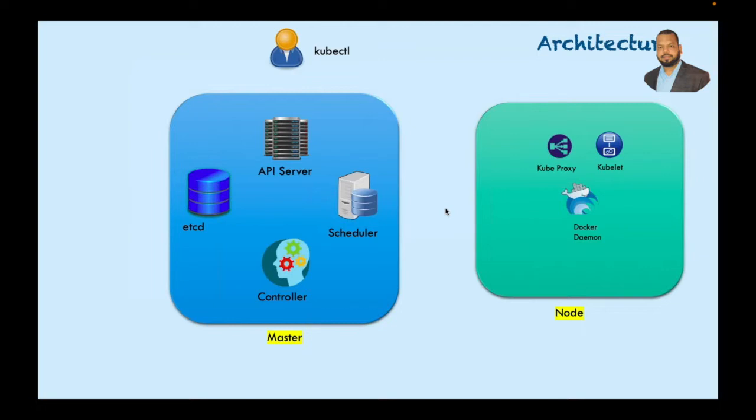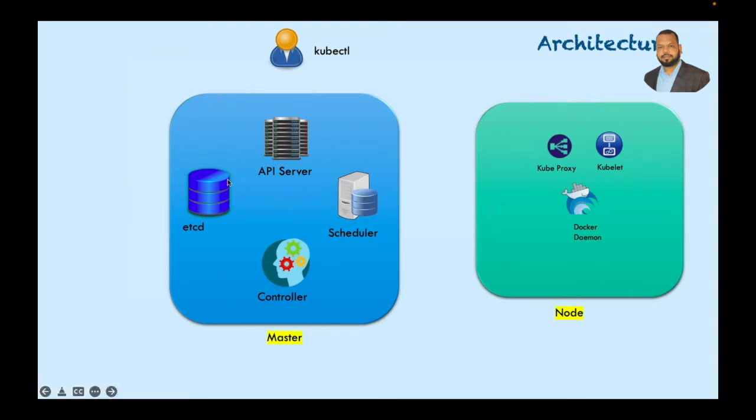That is, if you correlate that one, we are going to see more detail about this architecture, how the Kubernetes flow works. Okay, you can see in this diagram we have two servers, one is the master and the other one is the node.